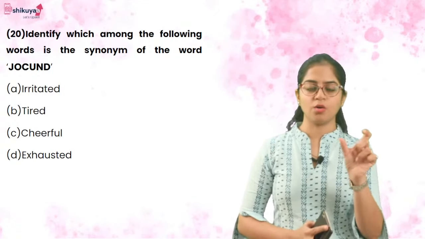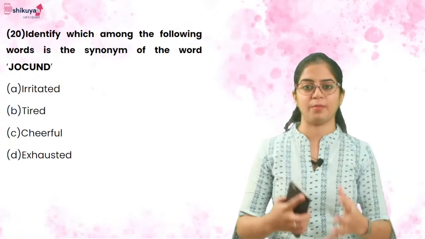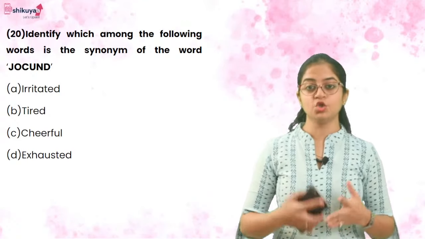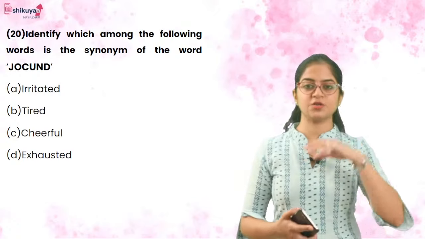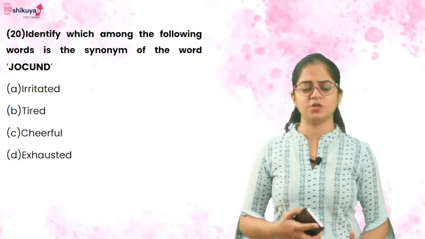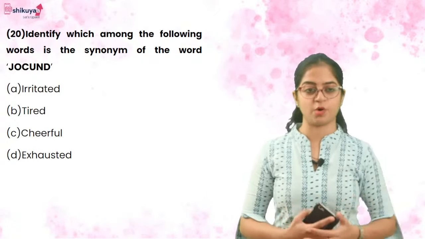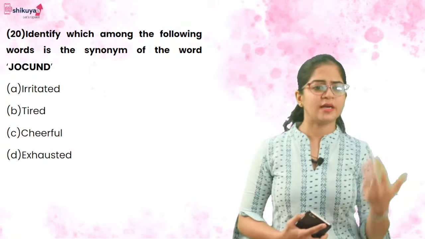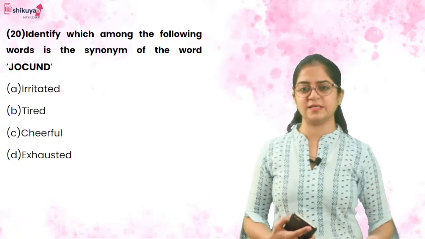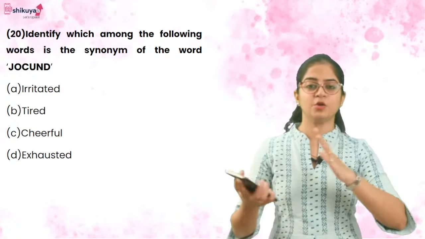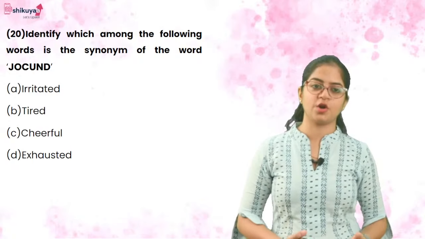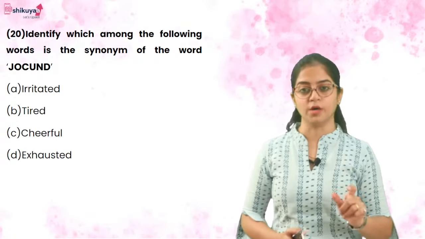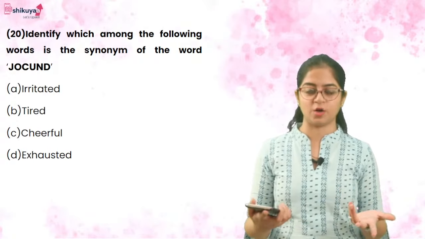Alright, "jo" means related to happiness, like joy, joyous, joyful, jovial, right? So it is related to happiness. Is there any word related to happiness? And we want a synonym, of course. Irritated, tired, cheerful, exhausted. Of course, the only positive word we can see, which would be related to happy, is cheerful. So your answer is C. It's very important that you should know the given word, okay? Otherwise, what will you find in the options, right?